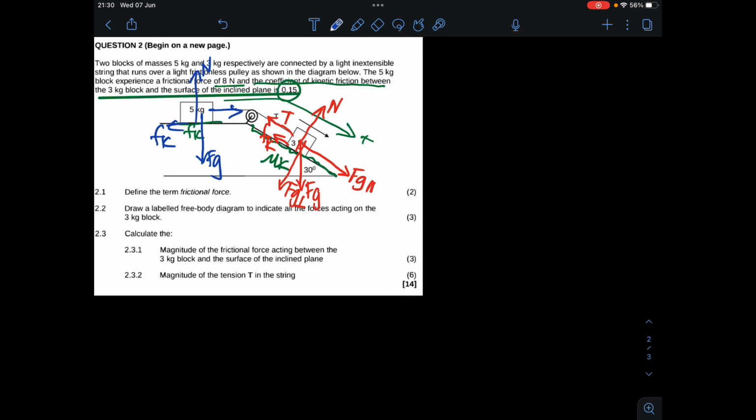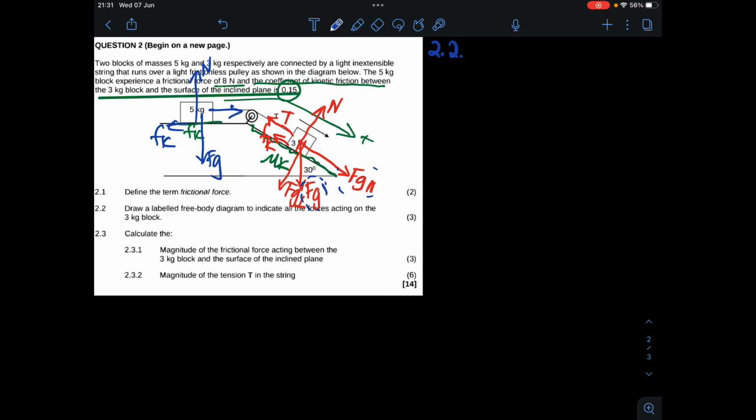2.2, it says draw a free body diagram to indicate all the forces acting on the 3 kg block. Guys, I already drew the forces and showed them there, but remember, on an inclined surface, you cannot show all the forces. If you have indicated the Fg there, you don't have to indicate the components, but I'll advise you to use the components.